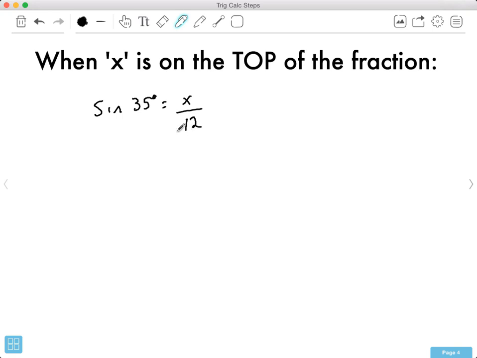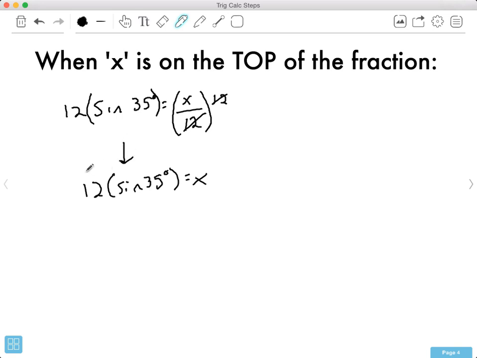If x is on the top of the fraction, you can do that just by multiplying this side by whatever's on the bottom of the fraction. And in any equation, whatever you do to one side, you have to do to the other. So these 12s cancel, and I'm left with 12 times sine of 35 degrees equals x. This is what you have to type into your calculator, the 12 times sine 35 degrees.